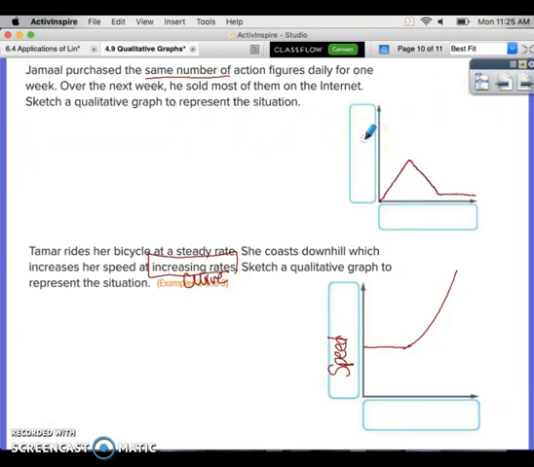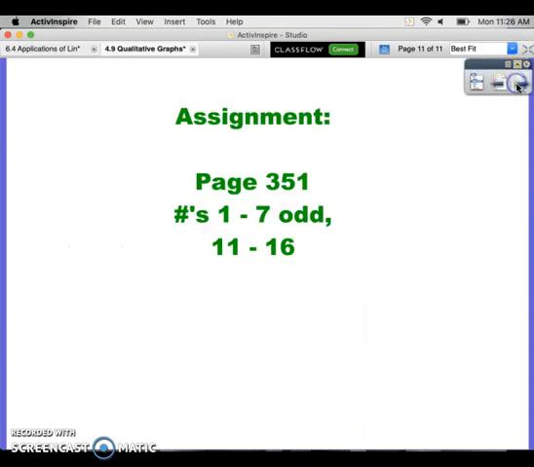Here we actually have to label both graphs and then actually draw the graphs. This is your assignment, page 351, 1 through 7 odd, 11 through 16.